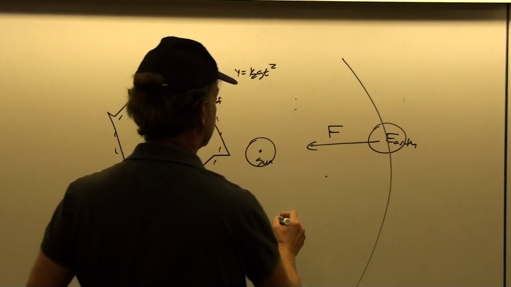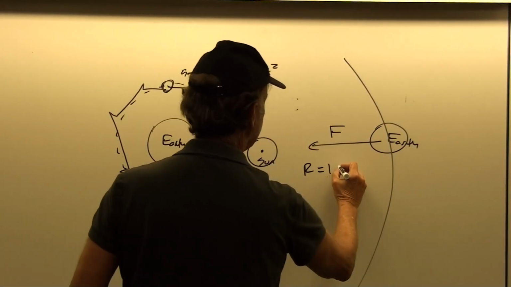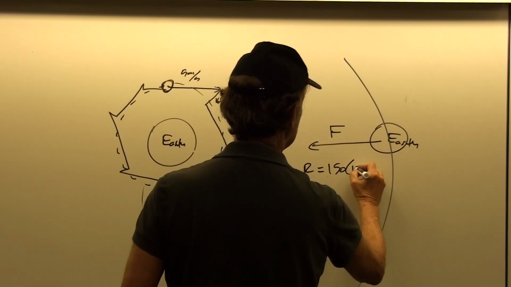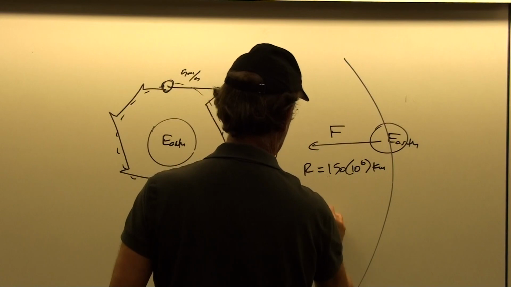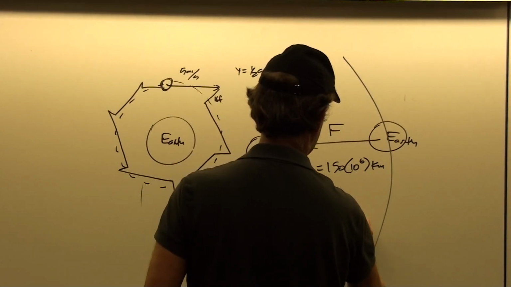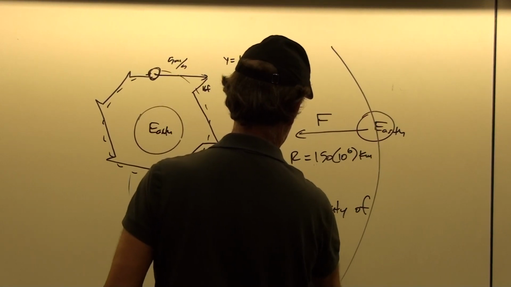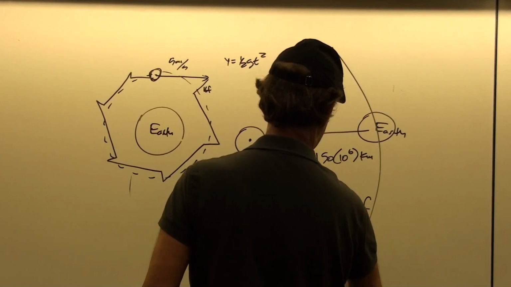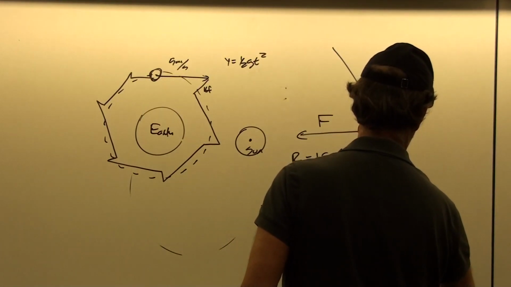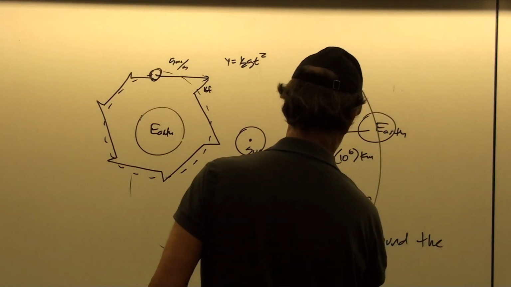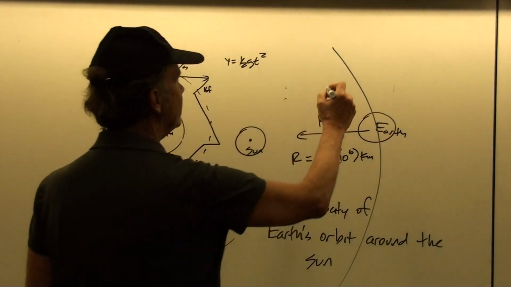Let's find the velocity of the Earth's orbit, given that the distance from the Earth to the Sun is 150 million kilometers. And we'll be given some facts here.